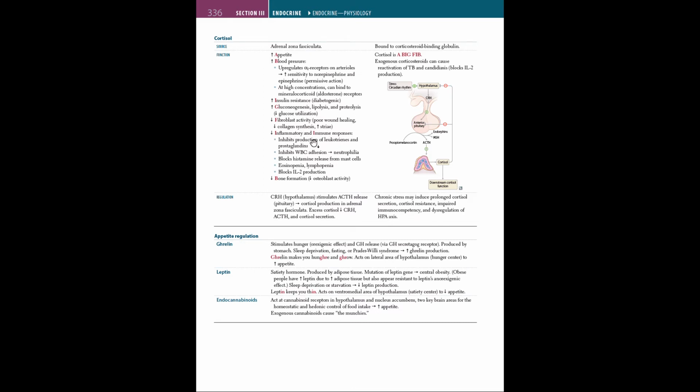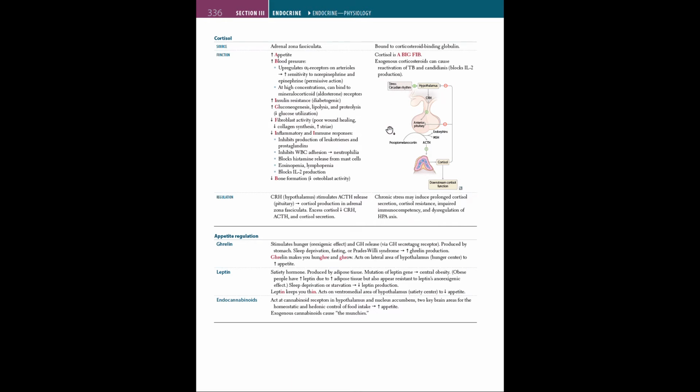It decreases inflammatory and immune response, inhibits production of leukotrienes and prostaglandins, inhibits WBC adhesion causing neutrophilia, and blocks histamine release from mast cells, causing eosinopenia and lymphopenia. It blocks interleukin-2 production, and decreases bone formation by decreasing osteoblastic activity. To remember the functions, you have a mnemonic, a BIG FIB: bone formation, blood pressure. Exogenous corticosteroids can cause reactivation of TB and candidiasis because they block interleukin-2 production.